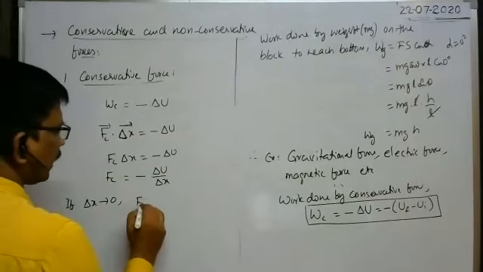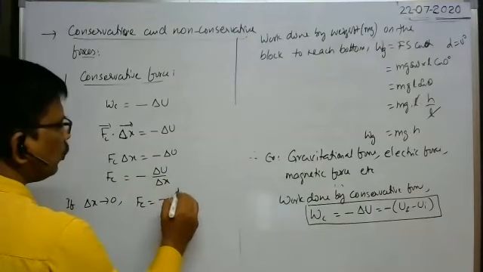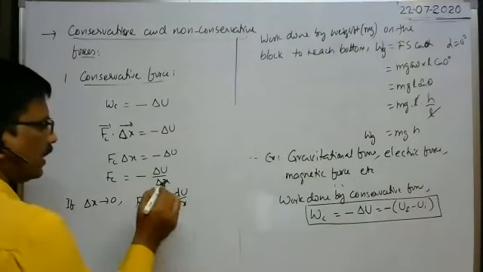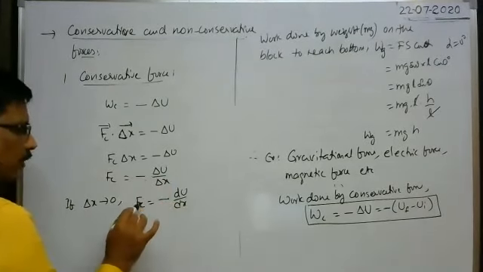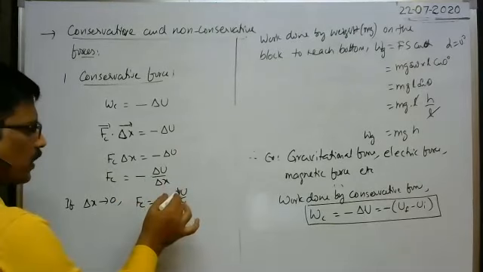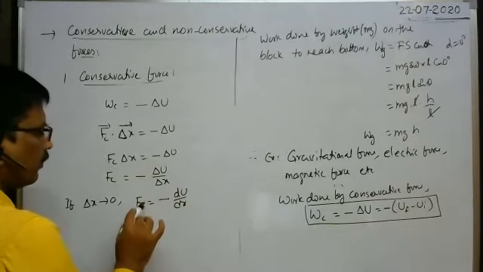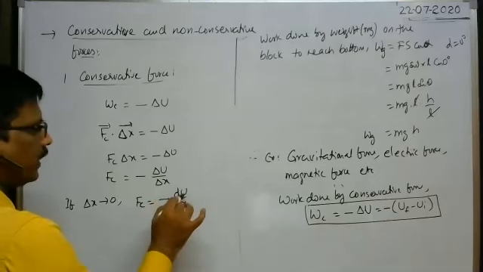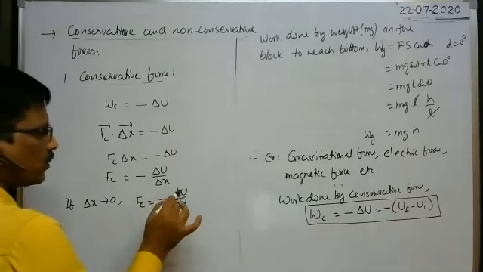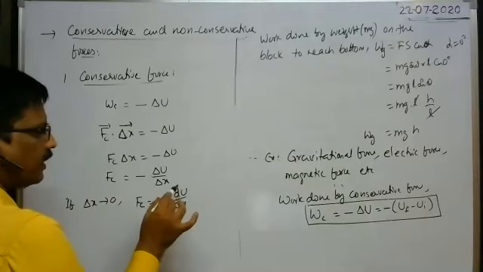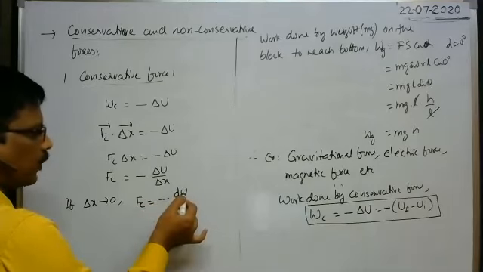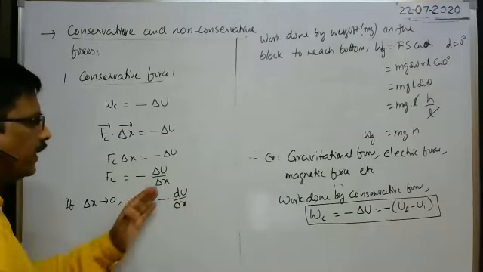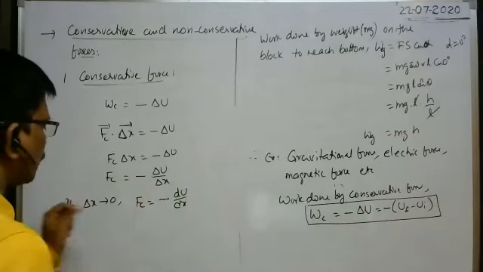In such a case, we can write the conservative force as minus dU by dx, because dx represents a very small value. Whenever the displacement of the particle is very small under the conservative force, the change in potential energy is also very small. Then the conservative force acting on a body is equal to minus dU by dx. If you differentiate potential energy with respect to distance, it is called the potential gradient. The negative gradient of potential energy is equal to the conservative force.